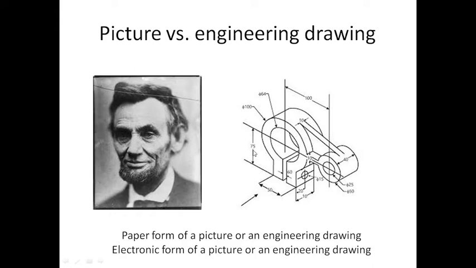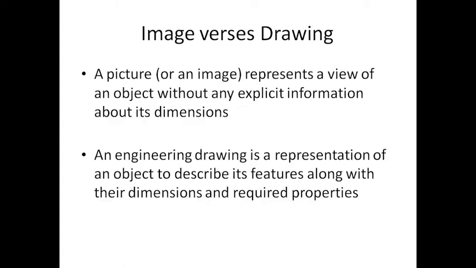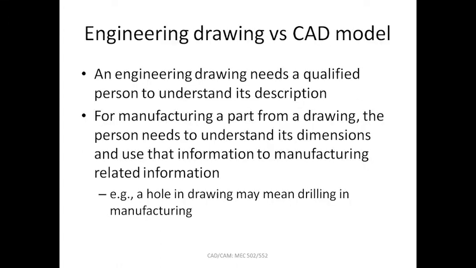So you can do a lot of communication with these, but the picture has a limited capability, although it may provide you a very scenic view, a subjective view of the information, but not as objective a view as is given in the engineering drawing, which can be measured. So a picture represents a view of an object without any explicit information about its dimensions. An engineering drawing is a representation of an object to describe its features along with their dimensions and required properties.